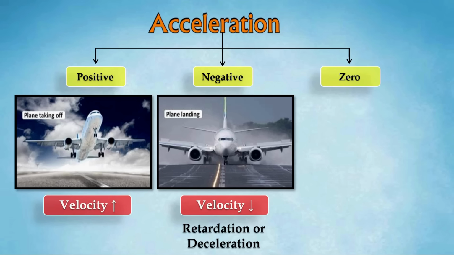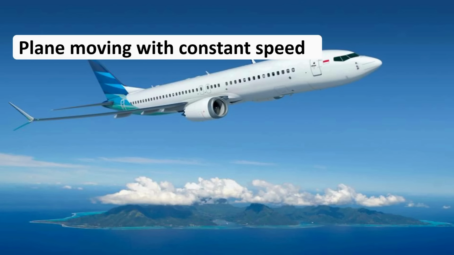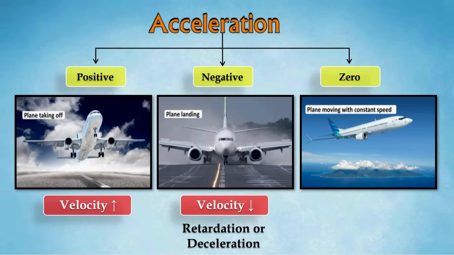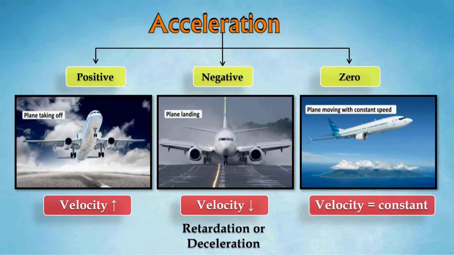Now, let us look at zero acceleration. Zero acceleration occurs when the velocity of an object remains constant. This means there is no change in speed or direction. For example, when an airplane is flying at a constant speed in a straight line, its velocity does not change. Since there is no change in velocity, the acceleration is zero.